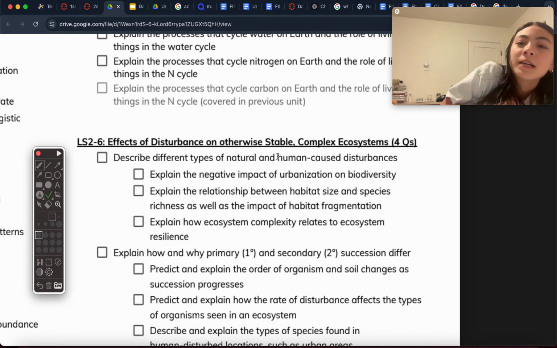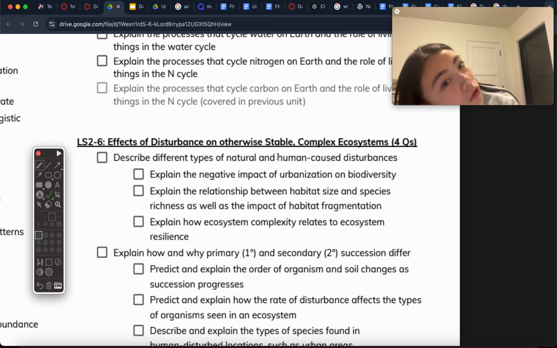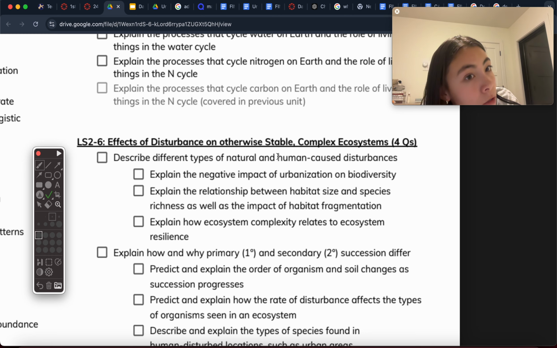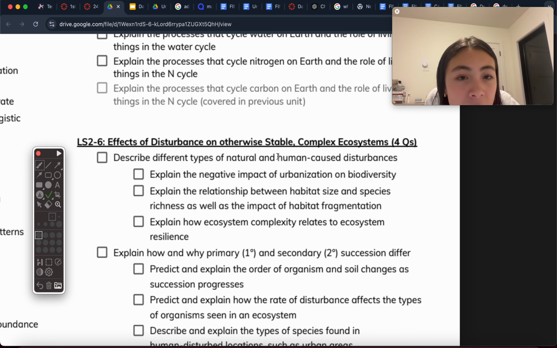Effects of disturbance on otherwise stable complex ecosystems. Describe different types of natural and human-caused disturbances. Natural caused things is probably gonna be like natural disasters, like fires is a big one, because that leads to like, it's not sedition, is it? Succession. Like natural disasters, floods and stuff, etc.